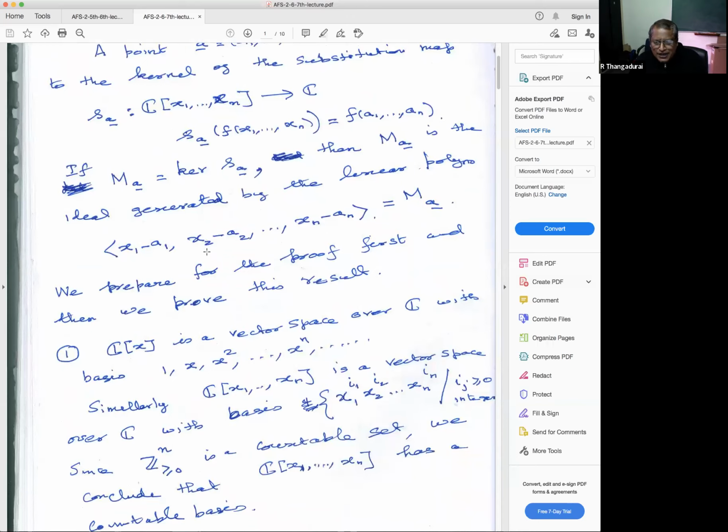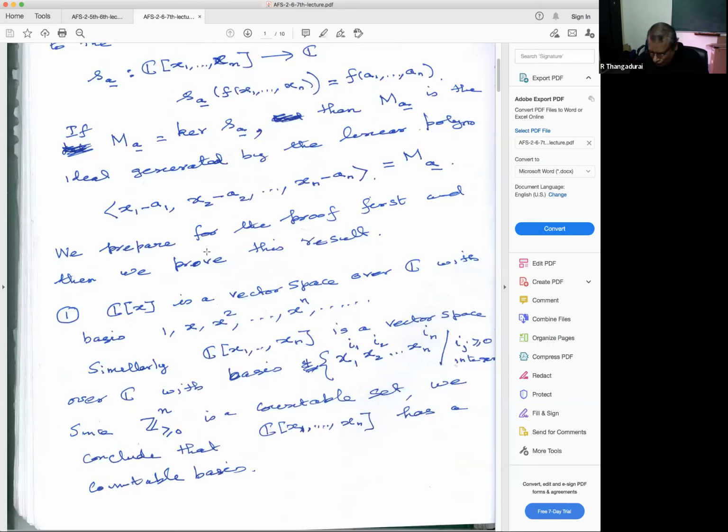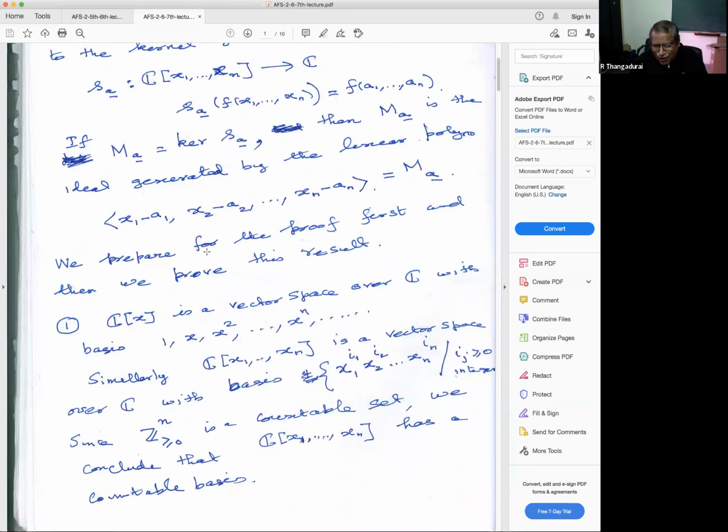Similarly, first you start with the one variable polynomial ring, then you just take the n variable polynomial ring. This is also a vector space with a countable basis. What is the basis here? Take any monomial; every monomial is in the span, and a finite linear combination of monomials is what is called your polynomial, right?